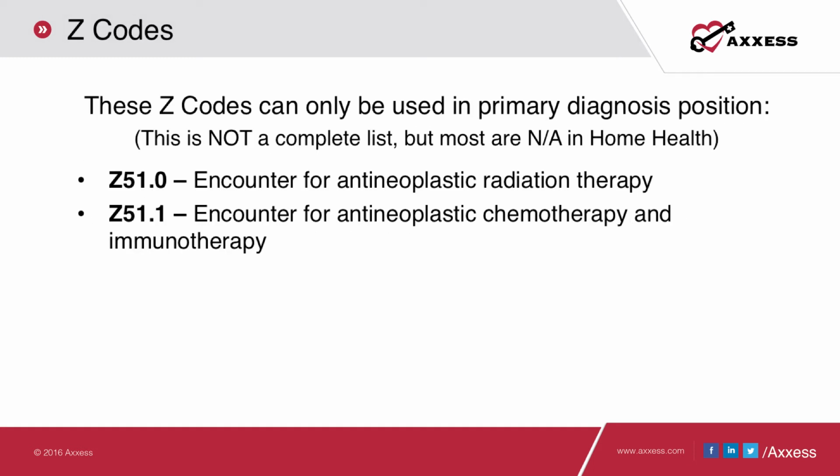There are 2 Z codes here that can only be listed in primary diagnosis positions. It's not a complete list here, but most of these are not applicable in home health anyway, so I've only added 2 here, and those are the ones that we mentioned a couple slides back. That's Z51.0 Encounter for Anti-Neoplastic Radiation Therapy and Z51.1 Encounter for Anti-Neoplastic Chemo and Immunotherapy. So again, those are 2 that are most commonly used in home health that will always be in the primary diagnosis position. If you try to put these 2 codes lower down in your coding, you're going to have a claim that rejects, and you may not understand why.